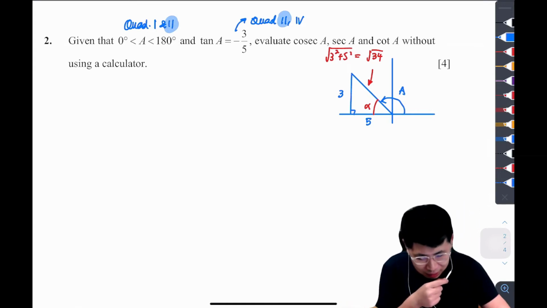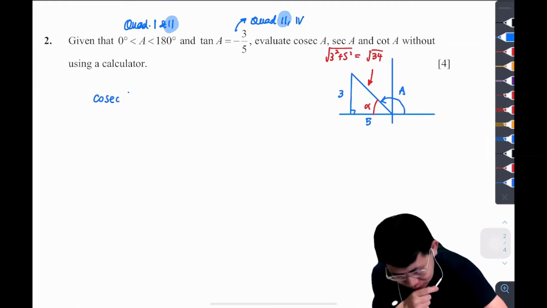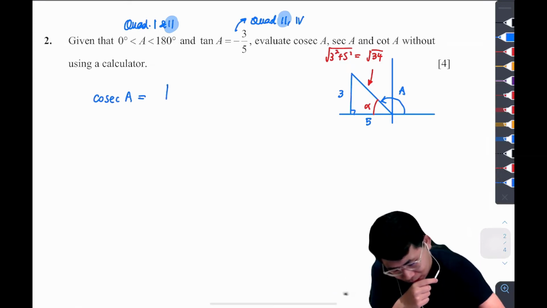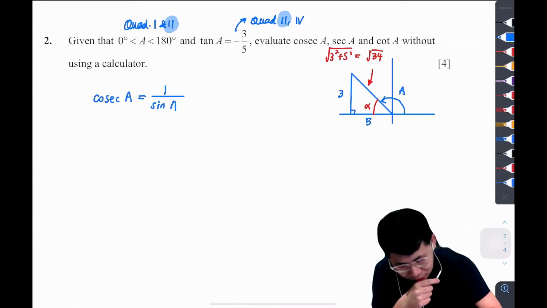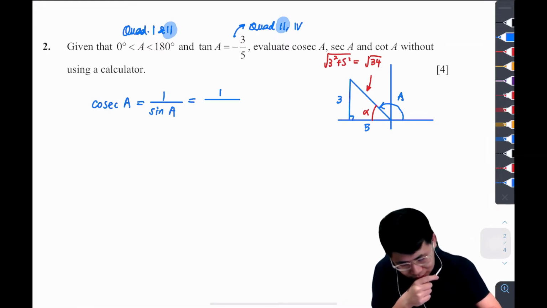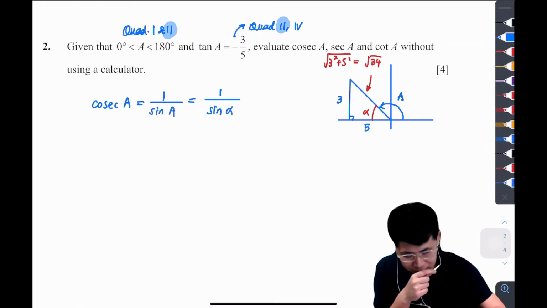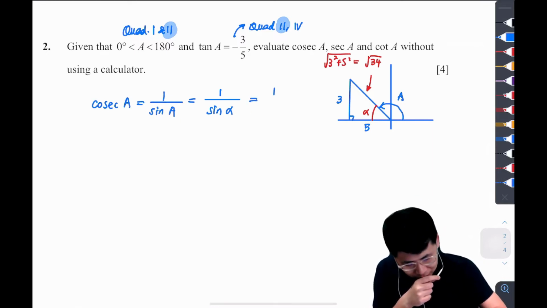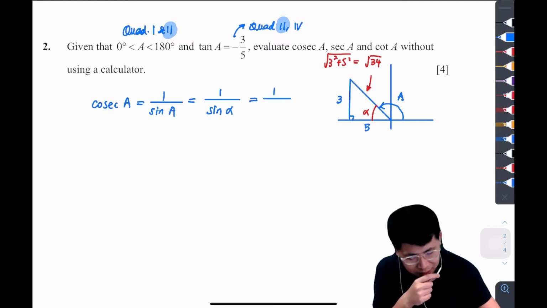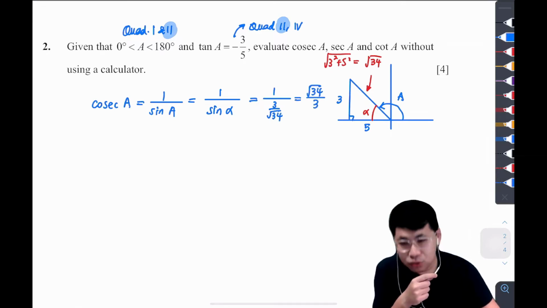So evaluate cosecant A, secant A, and cotangent A. What is cosecant A? Cosecant A would be 1 over sine A. We always relate back to sine, cos, and tangent, which makes it easier. So 1 over sine A is actually 1 over sine of the basic angle alpha. In quadrant 2, sine is positive, so I will just leave it alone. Then 1 over sine alpha would be 1 over opposite over hypotenuse. So you keep change flip, so this would be root 34 over 3.